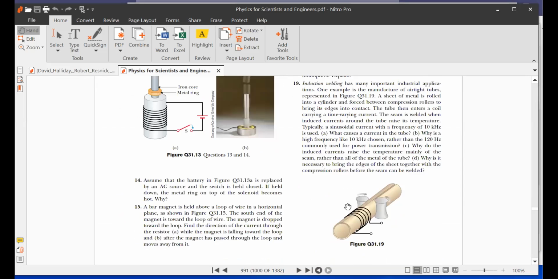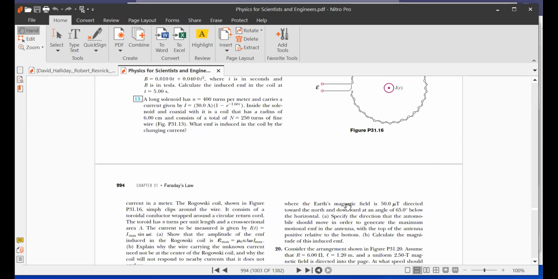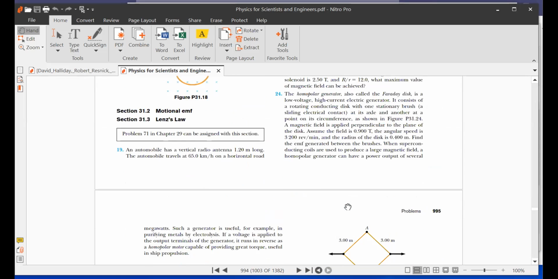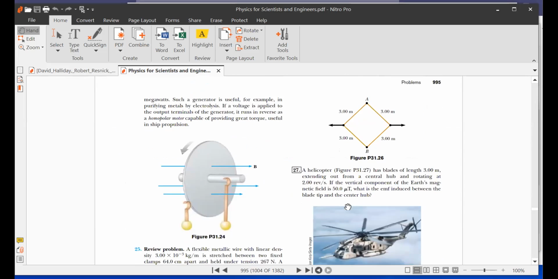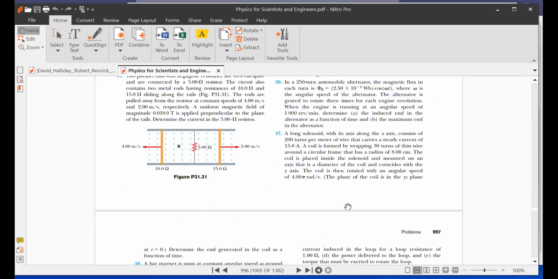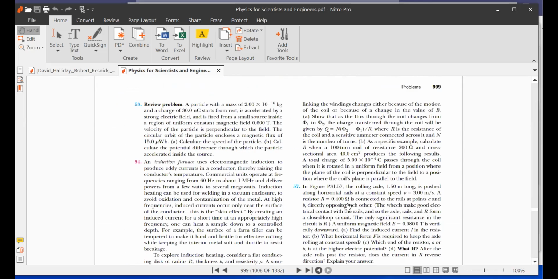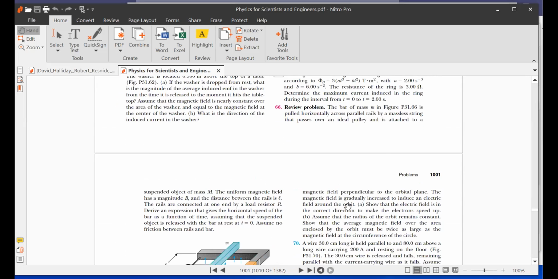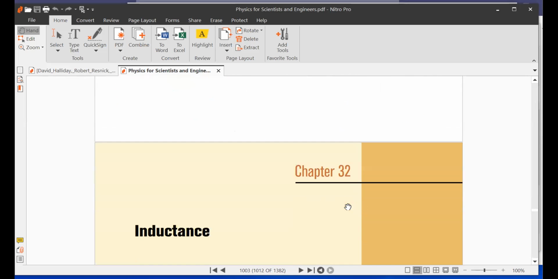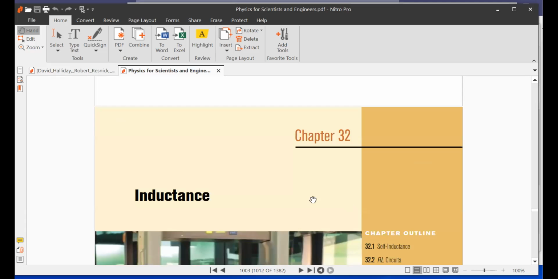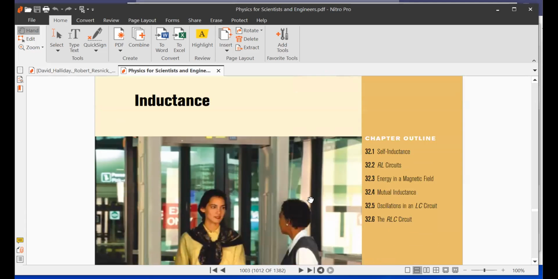Okay, that's the end of electromagnetic induction. Let us move to the next section. Any question? Oh, sorry, this is inductance. Let's discuss inductance first. Any question?